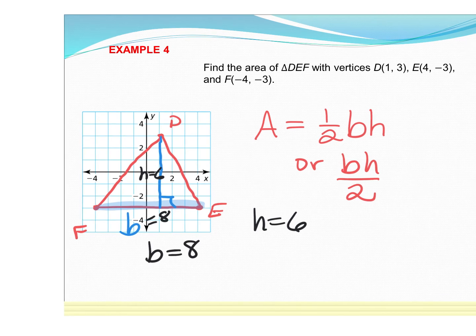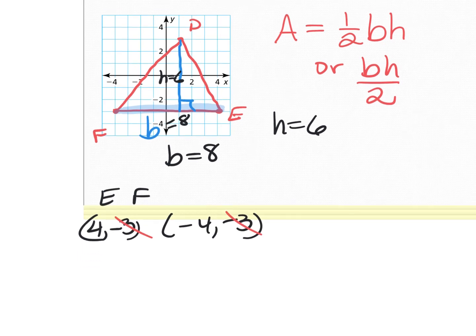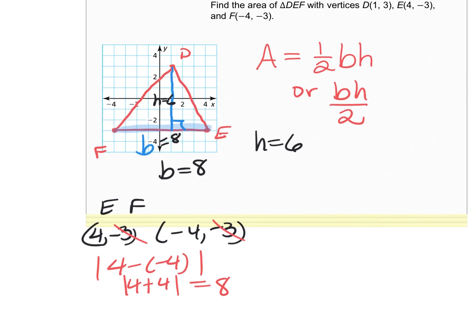Now, for the base, since we had the two ordered pairs, we could have also taken E and F and subtracted. So E was 4, negative 3. F was negative 4, negative 3. Get rid of the one that was the same. And now subtract. Keep, change, flip. And you get 8 either way. So again, if you're given a nice piece of graph paper or a nice coordinate plane in Notability, you can graph it and just count the squares whenever the side or the height is horizontal or vertical. If it's diagonal, you have to do the distance formula.